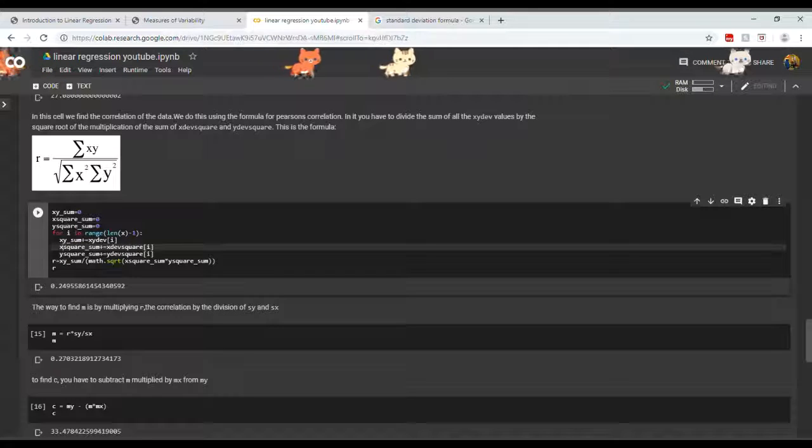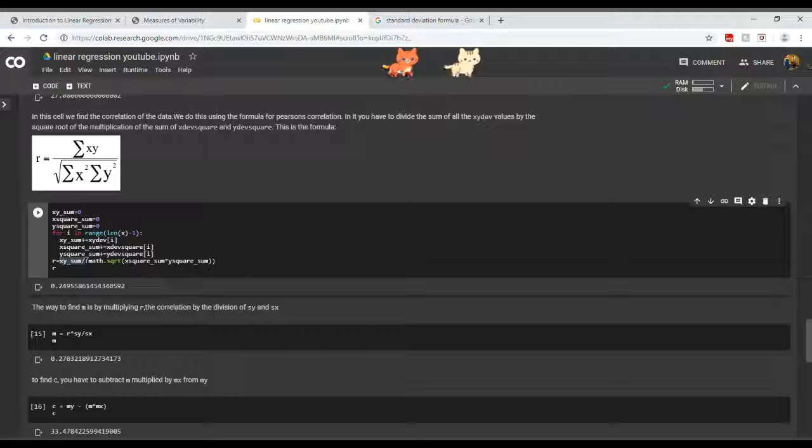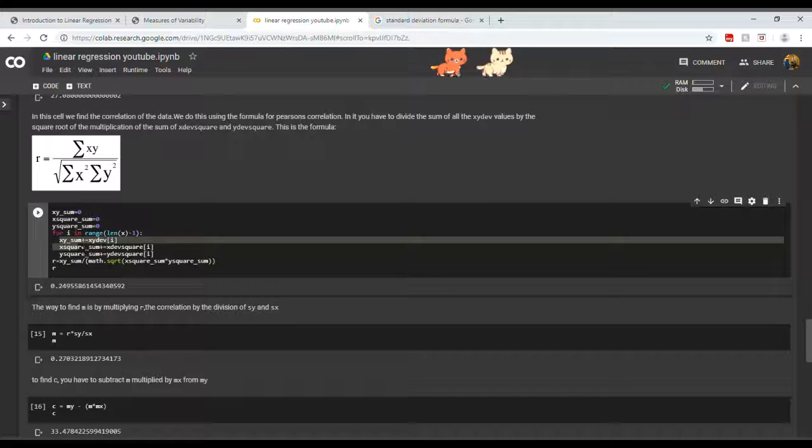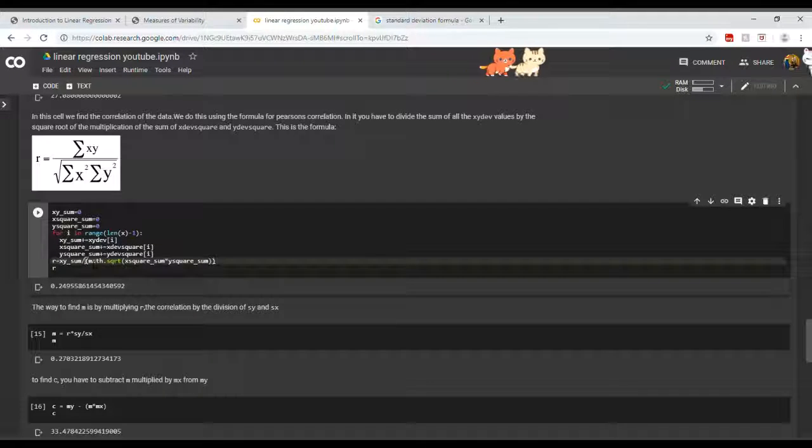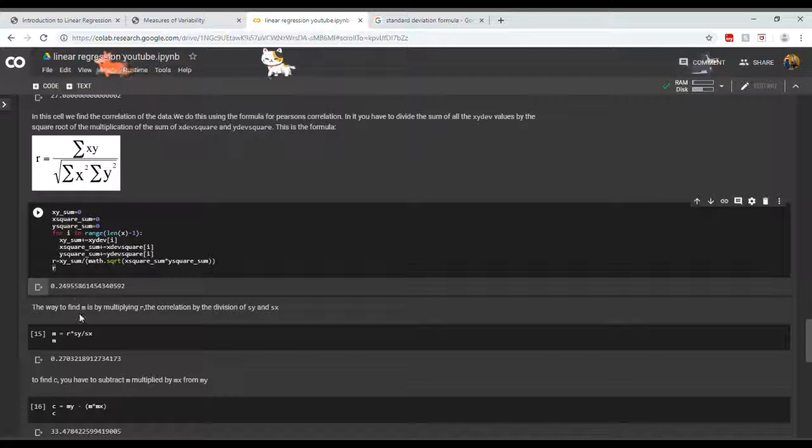Okay, and that's going to come in use in this. We want to divide xy sum by math dot square root. See this right here? Hope you can see my cursor. You have to square root the x square sum into the y square sum, and we have r. Okay, the trickiest bit is over.